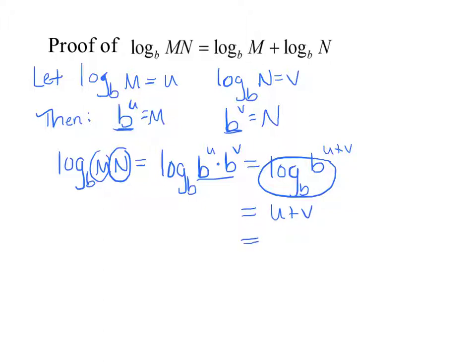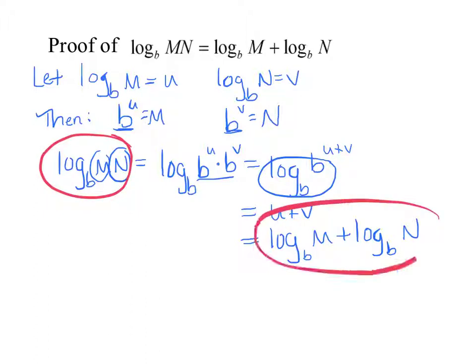And if I go back up here, u equals log base b of m. So I'm going to replace u with log base b of m. Plus, and then v equals log base b of n. So I'm going to replace that with log base b of n. And so what I've done is I started out with log base b of m times n, and I ended up with log base b of m plus log base b of n. Now I'm not going to ask you to be able to do that on your own. It's just I wanted you to see why that's true and how that kind of works.